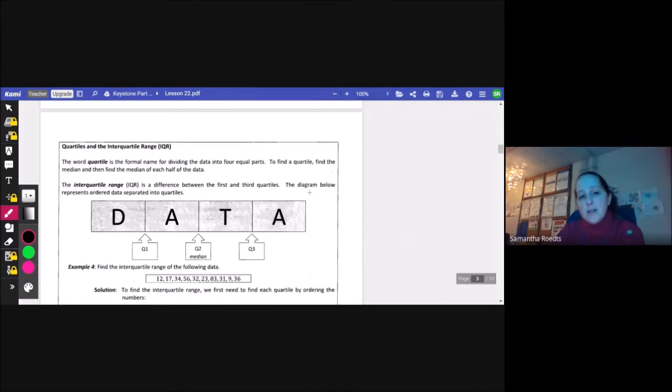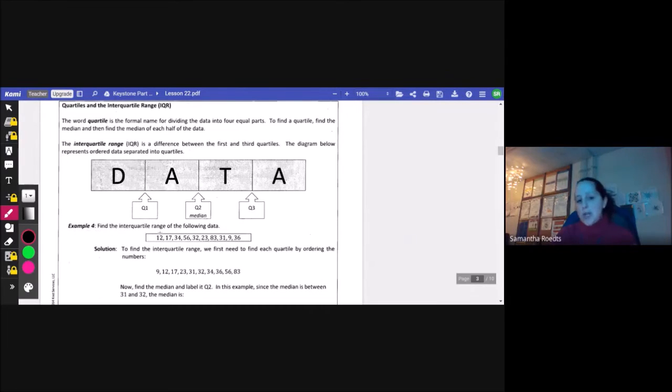You also have quartiles and the interquartile range, or IQR. So the word quartile is the formal name for dividing the data into 4 equal parts. So quarter, think of 25 cents or a fourth of a dollar. To find a quartile, find the median and then find the median of each half of the data. So the interquartile range, or the IQR, is the difference between the first and third quartiles. The diagram below represents ordered data separated into quartiles. So they're separated into 4 equal parts.